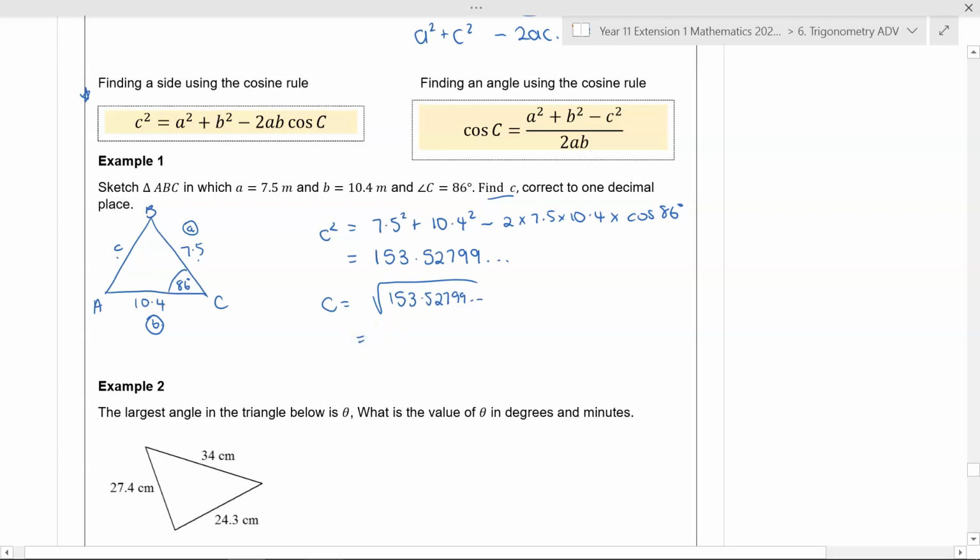So we're just going to go square root, answer equals 4.3906, etc. And that will round to one decimal place, 12.4. Let's have a think about this. These are in meters. So this must also be in meters.